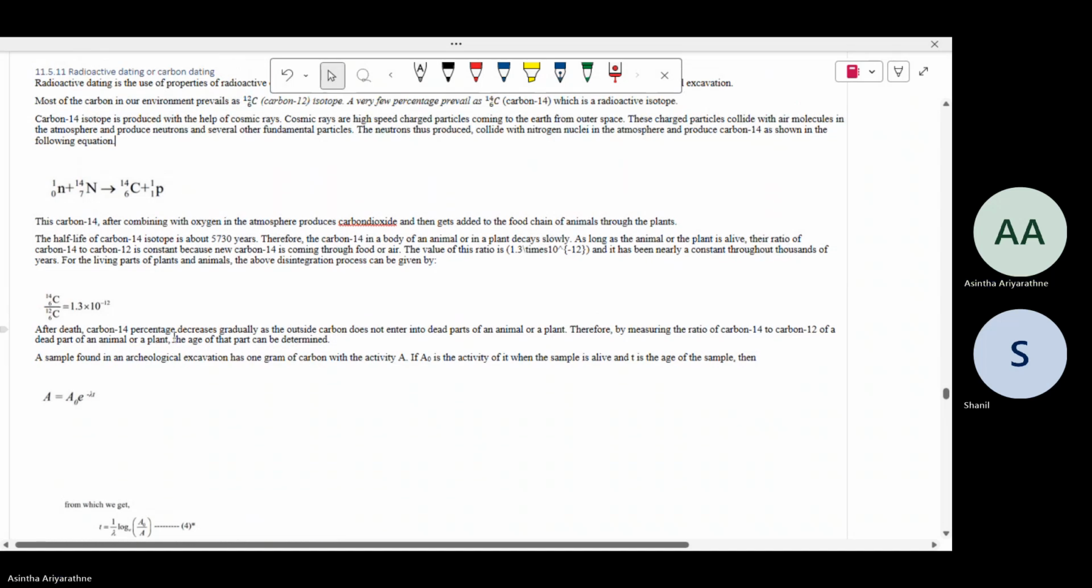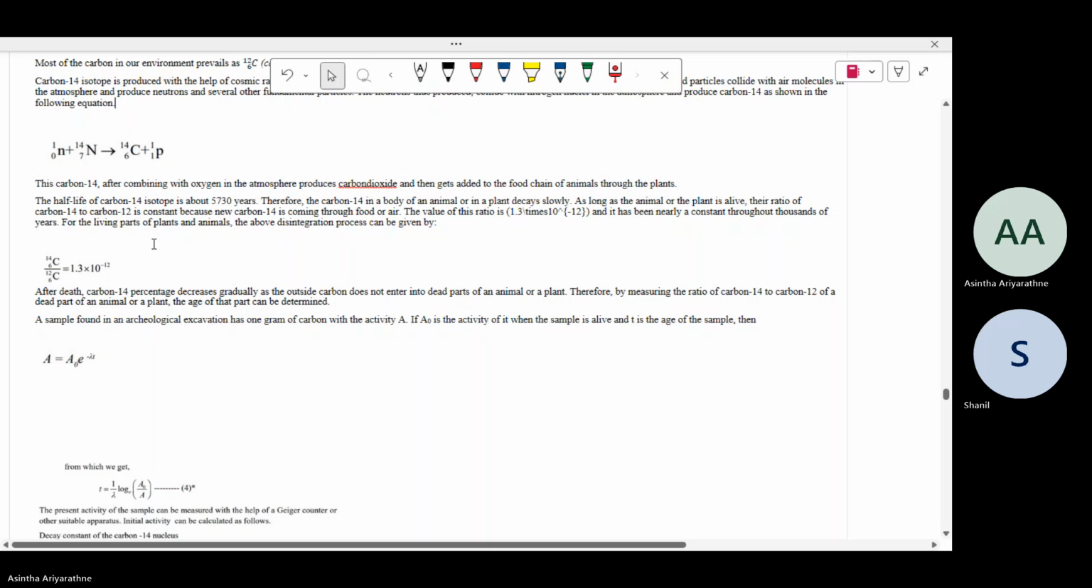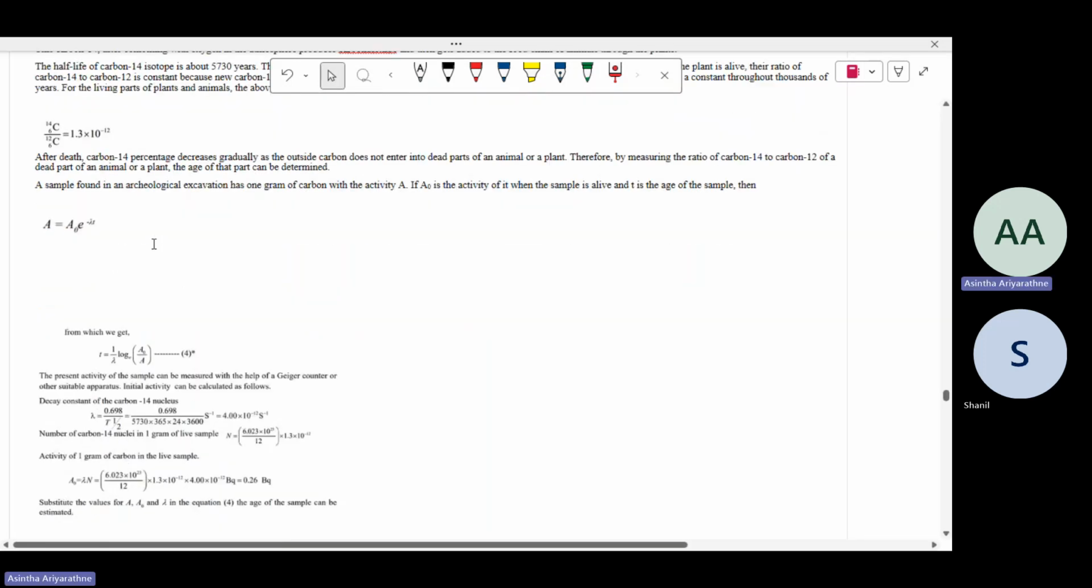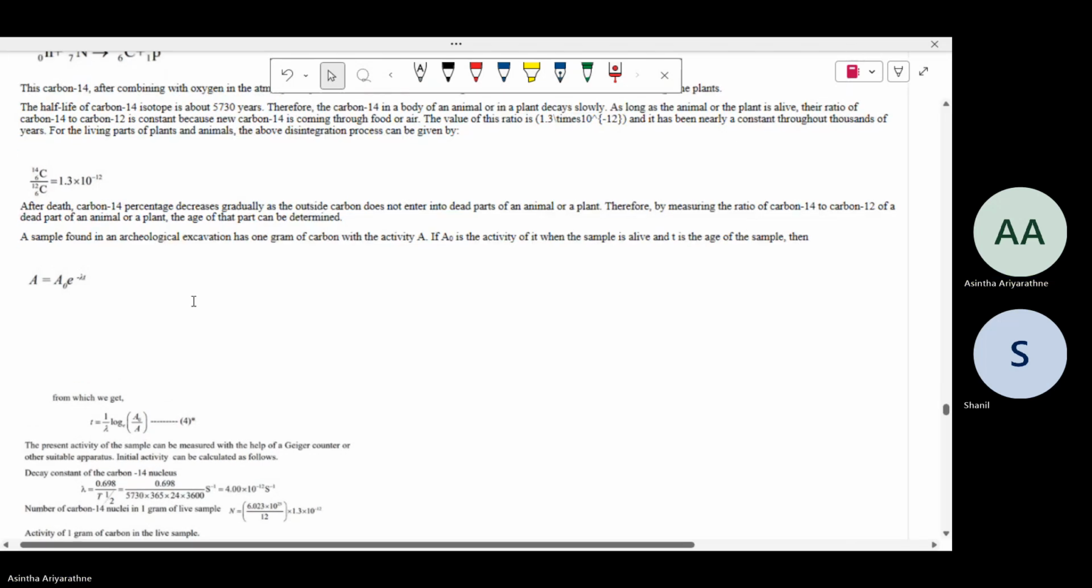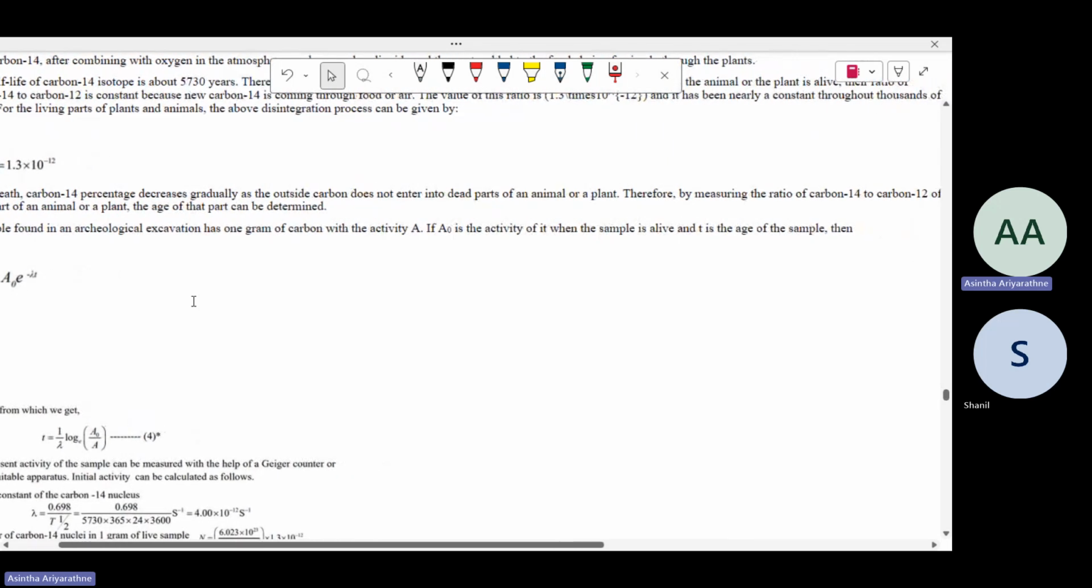Right? So after this, the carbon-14 isotope would decay. So when a fossil, a very old bone of an animal, is found, what can be done here is we can measure the activity. There are instruments to measure the activity, the rate of decay, the rate of disintegration of the fossil we found. So let's say we find a fossil somewhere in a cave.